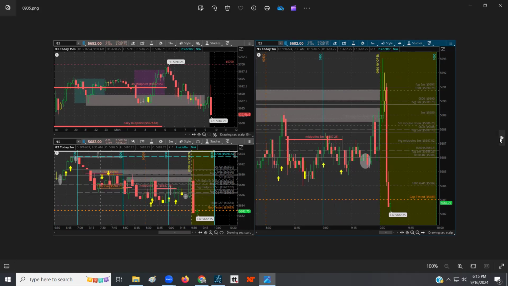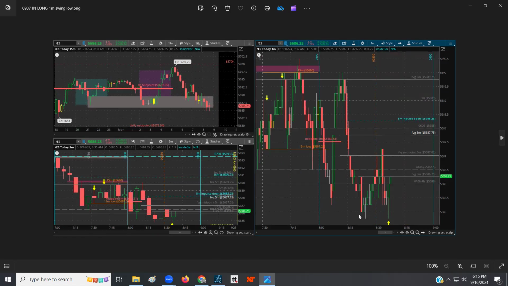9:35, first 5-minute candle done. So huge. See here in the 1 minute, huge pump up and dump. And now we're testing this prior gap from overnight, this red one. I mean, this orange horizontal line.